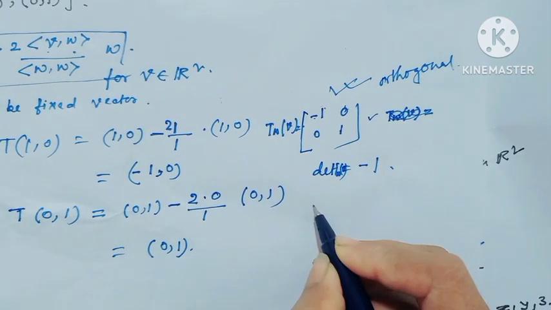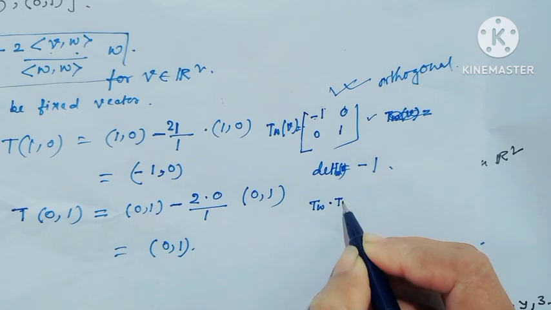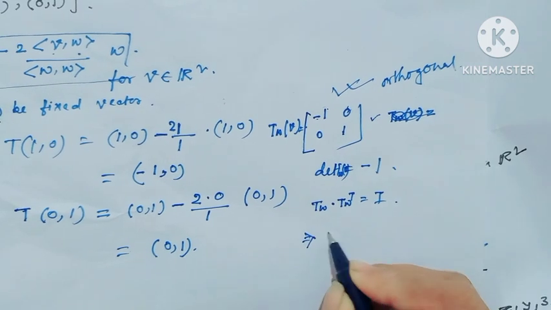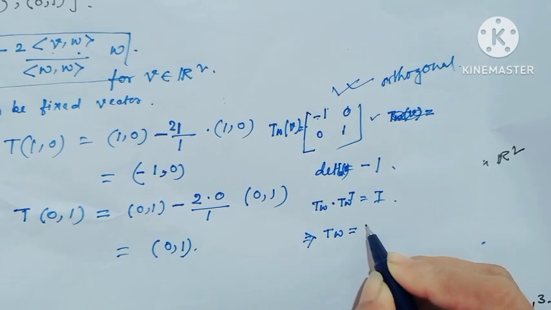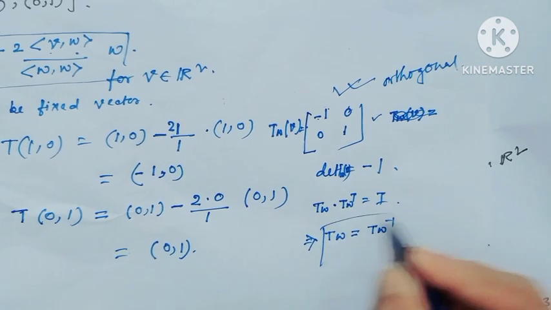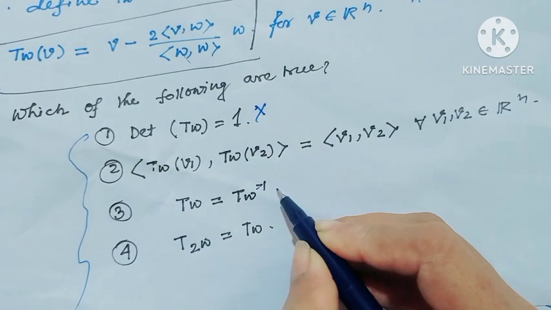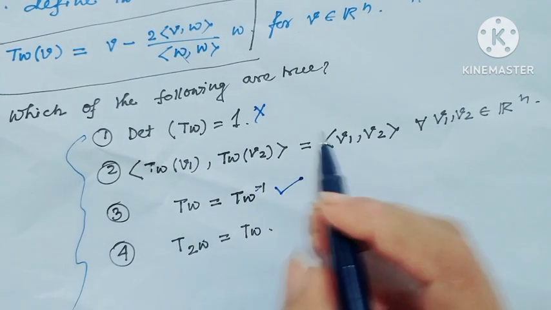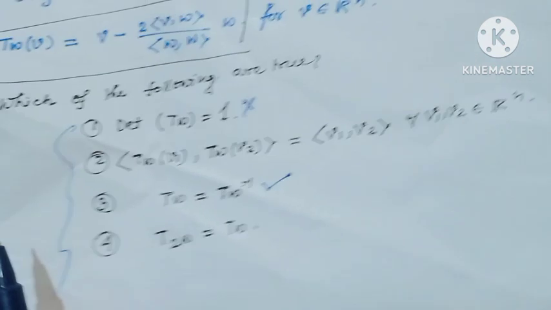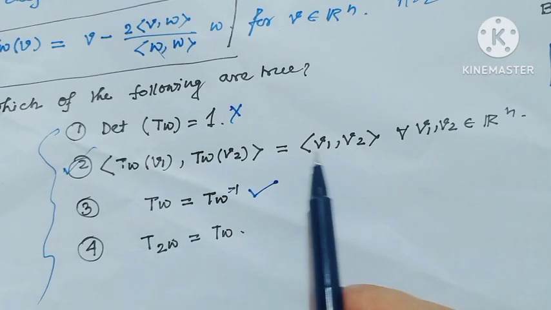Since this matrix is an orthogonal matrix, T_W times T_W transpose is equal to the identity. Therefore this implies T_W equals T_W inverse. Option 1 is a wrong option. Option 3 is a right option. And we all know, since the matrix is orthogonal, option 2 is also right, because it always preserves the length.